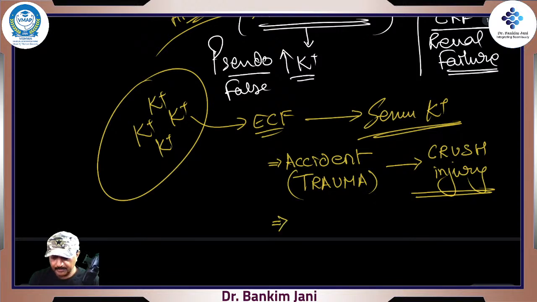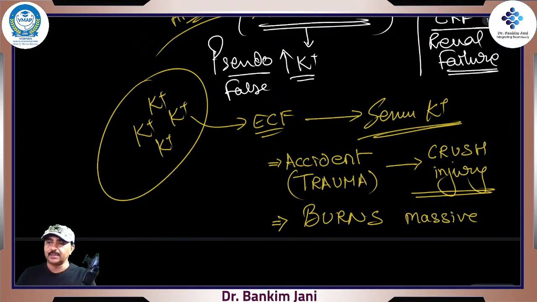The second, where in one shot so many cells are destroyed: burns. When we discuss burns, we'll see what type 1, type 2, type 3 are, and what happens to tissues and which layers. But in general, massive burn leads to massive destruction of cells, and all the cells release their potassium into the extracellular fluid. Now these are the major ones.